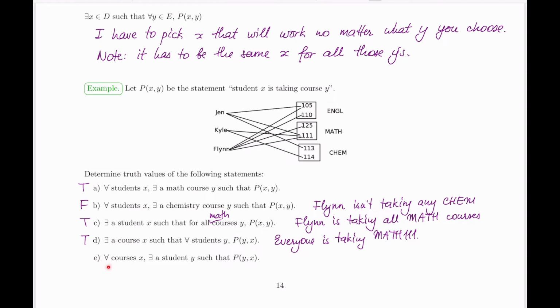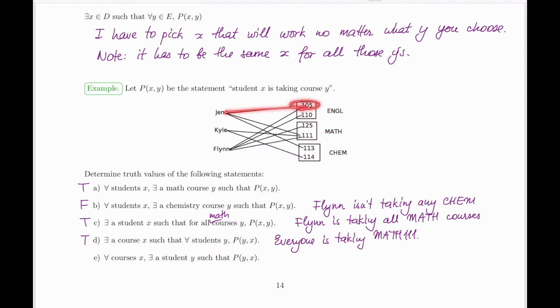And the last one here, for all the courses X, there is a student Y that is taking that course. So again, this is in the form like the first one, for all the courses. So that means that you get to pick a course, and I'm going to find a student that is signed up for it. And if that's true, if for every single course I can find a student that's taking it, then this statement will be true. And the moment I find a course that does not have a student signed up for it, that's when the statement is going to be false. So I'm going to go through every single course and see, is there a student taking that particular course?